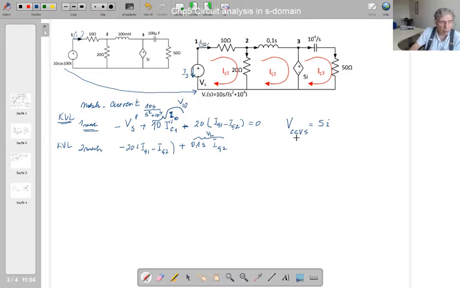So the current depends on the circuit it is connected to. So it is going to be like that. It is not known, that means.